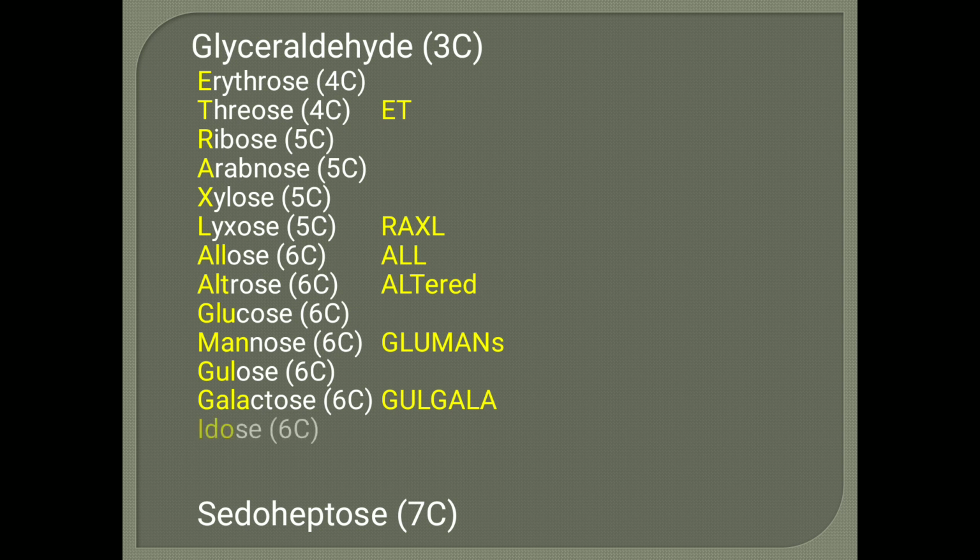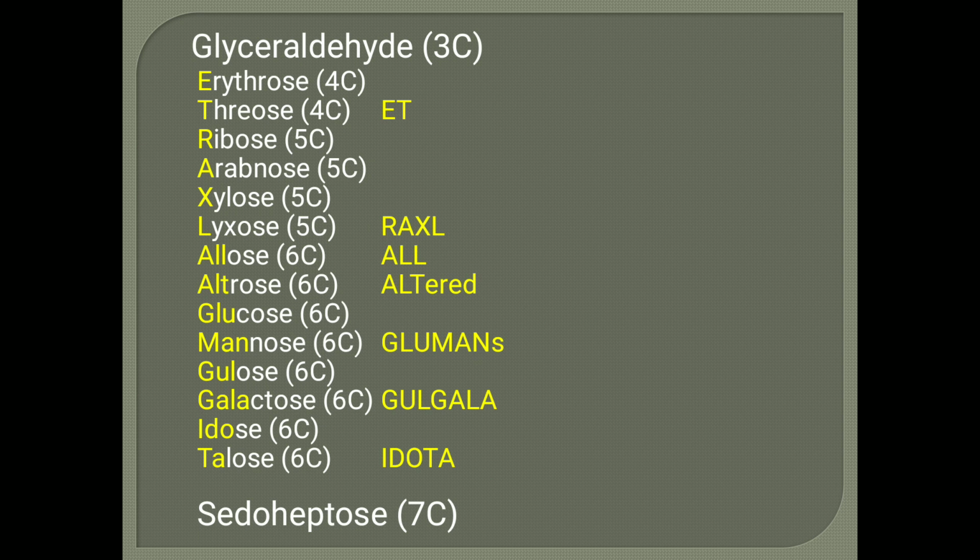And there comes idota. Idota is nothing but idose for the ido and talose for the ta. So idota is nothing but idose and talose. There comes the end of ETRAXOLALTGLUCANS GULGALA and IDOTA. So easy to remember. You have to remember because only one triose sugar is the glyceraldehyde. The remaining is the ETRAXOLALTGLUCANS GULGALA and IDOTA.